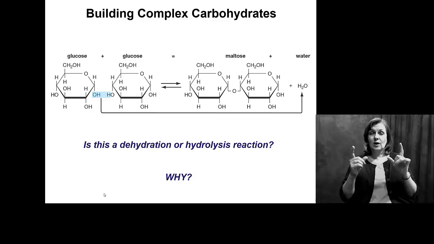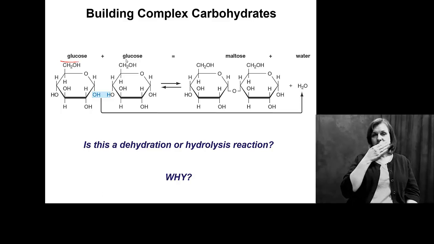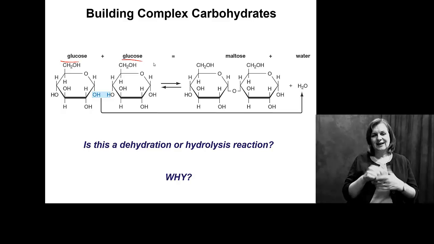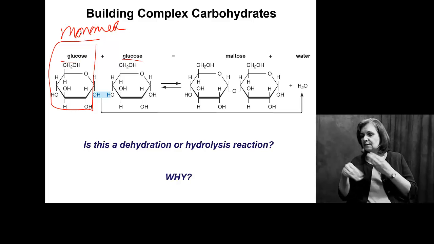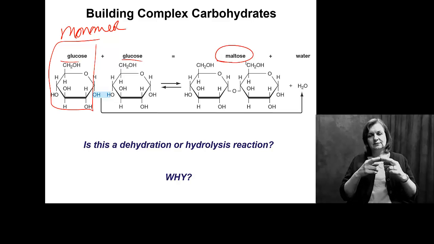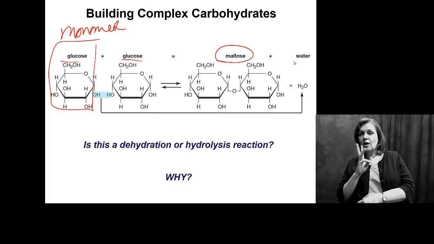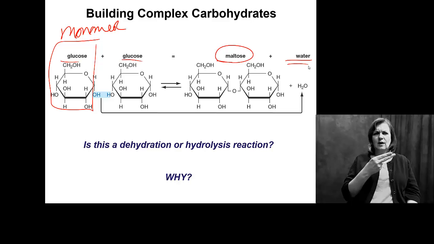So to build, in this case, a more complex carbohydrate, so glucose is sugar, we've talked about that. Glucose is our simple monomer building block for carbohydrates. So if we put two glucose molecules together, we make maltose, which is a 2-carbon ring sugar, and we also produce, in this case, some water. So is this dehydration or hydrolysis?